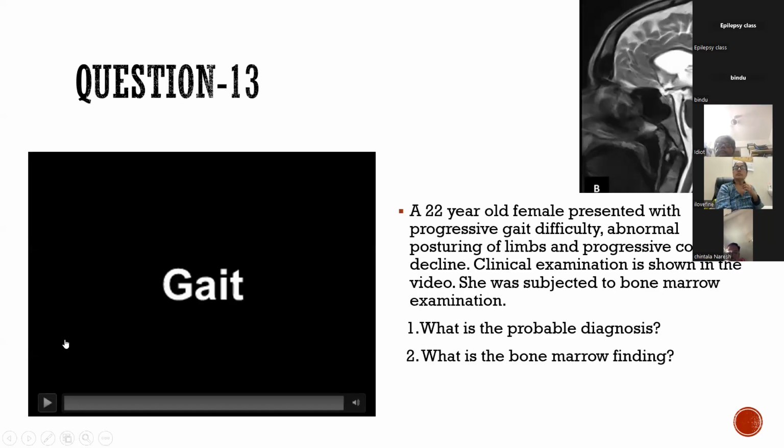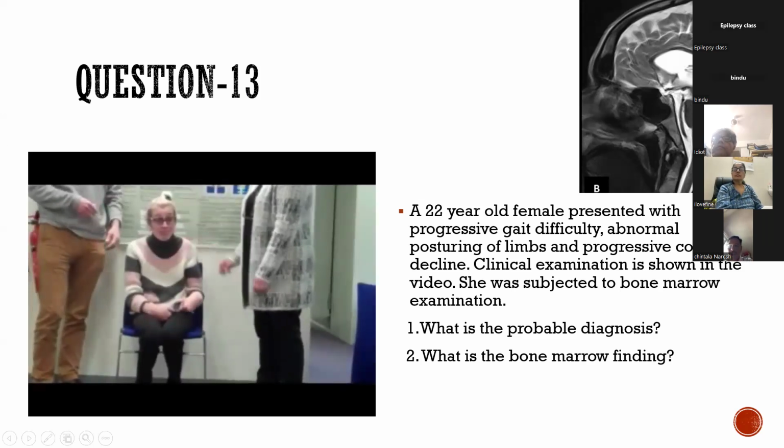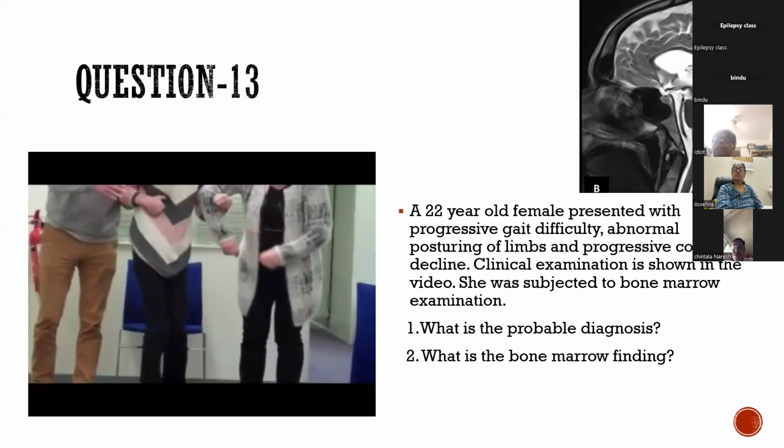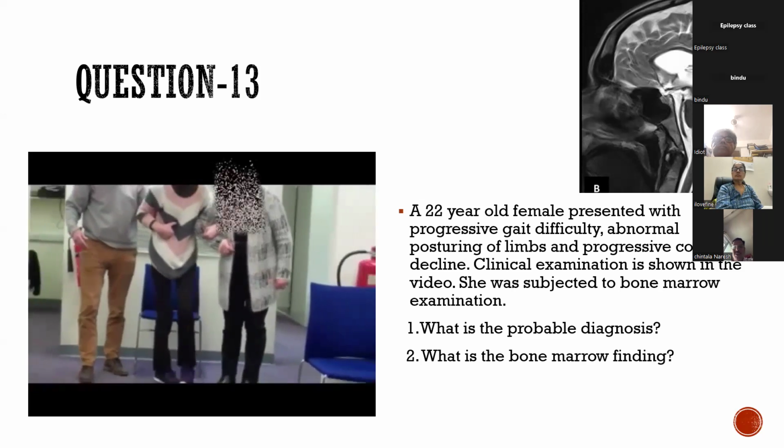The next question, a 22-year-old female presented with progressive gait difficulty, abnormal posturing of limbs, and progressive cognitive decline. The clinical examination is shown in the video. She was subjected to bone marrow examination. So the question is, what is the probable diagnosis? What is the bone marrow finding?